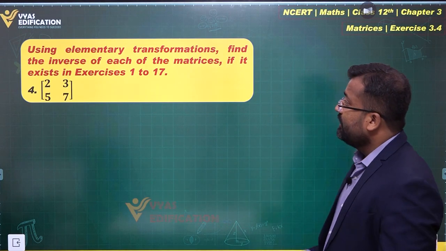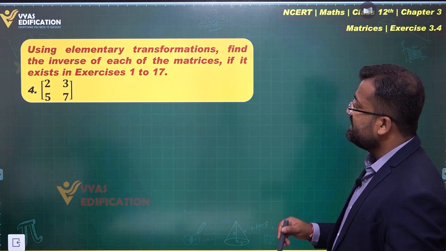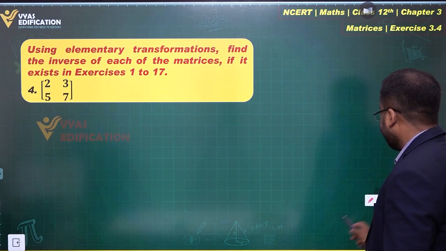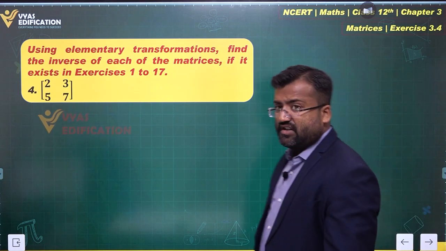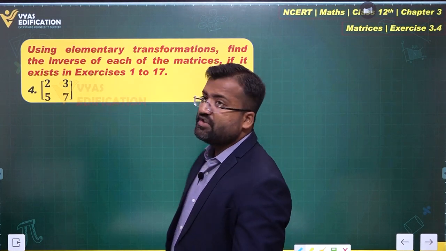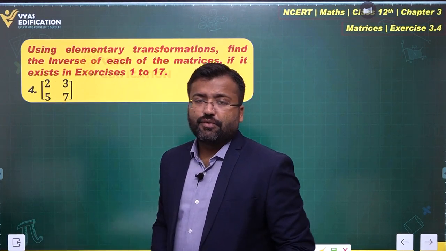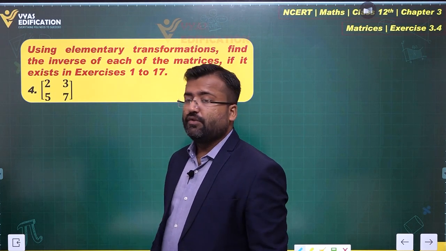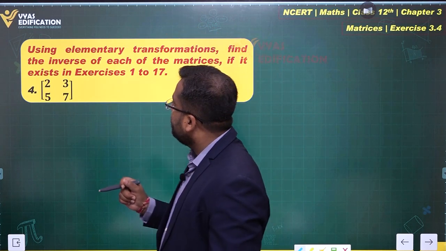Let's try to solve this one. 2, 3, 5, 7. This is the matrix given to us and we are supposed to find the inverse of this matrix using elementary transformations. Which transformation would you like to use over here? Should we use row or column? We have been practicing alternate questions. Let's use column now.